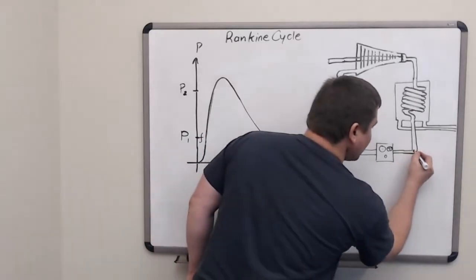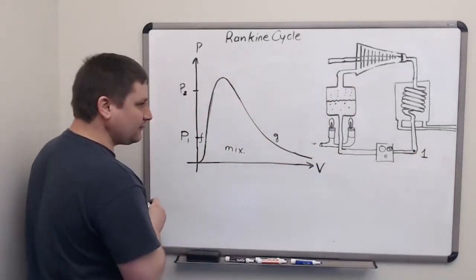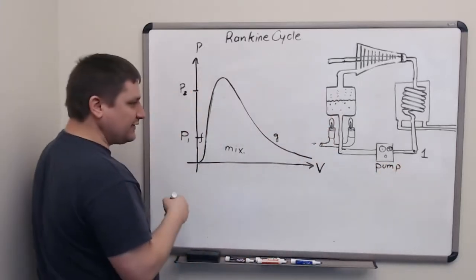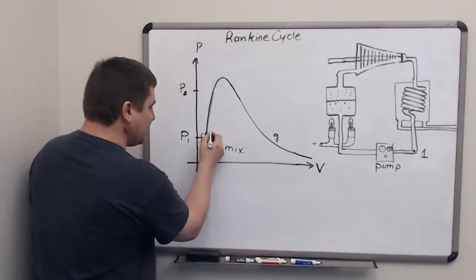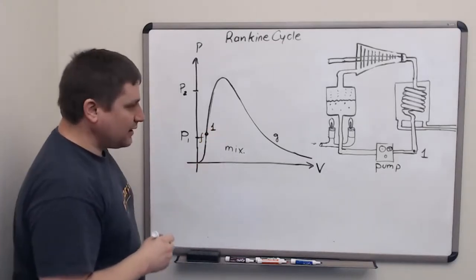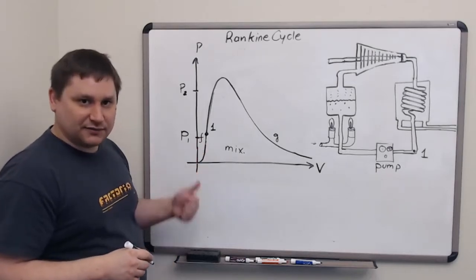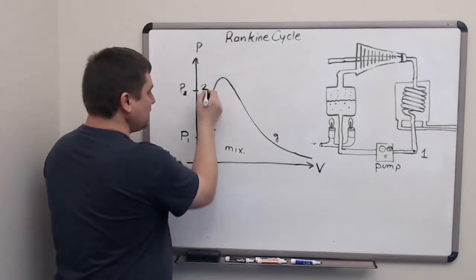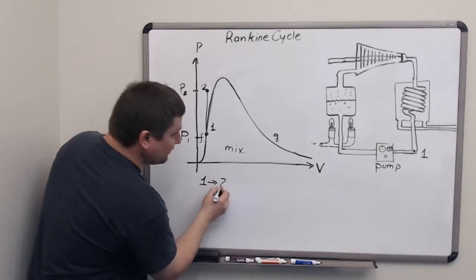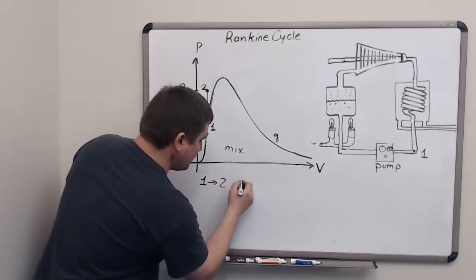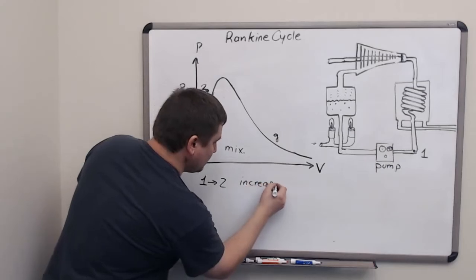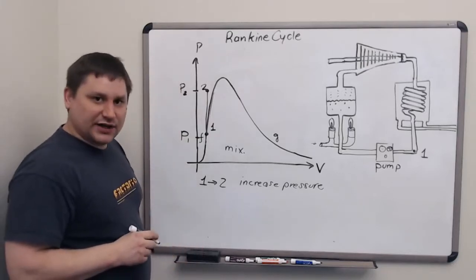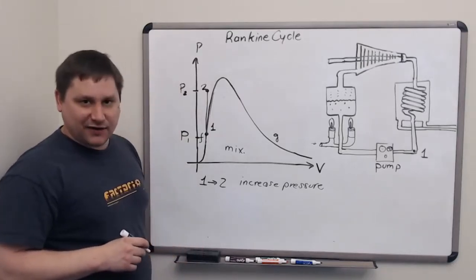We'll start at this corner, which we'll call location 1. The first thing that happens to the water at location 1 is it goes through a pump. The water begins in a state of low pressure and low temperature. The action of the pump is merely to increase the pressure of the water. This doesn't require a lot of work from the pump because water is not very compressible.